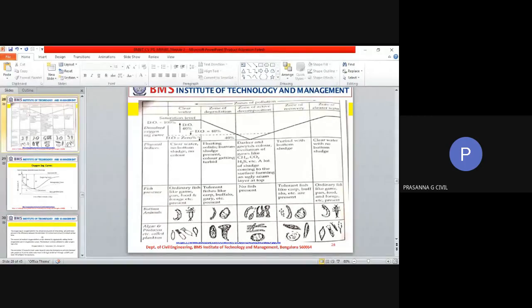Some of the mollusks and other things start reappearing. And then finally, when you are getting clear water, you will get back to a situation which is at your first level or nearing your original level.